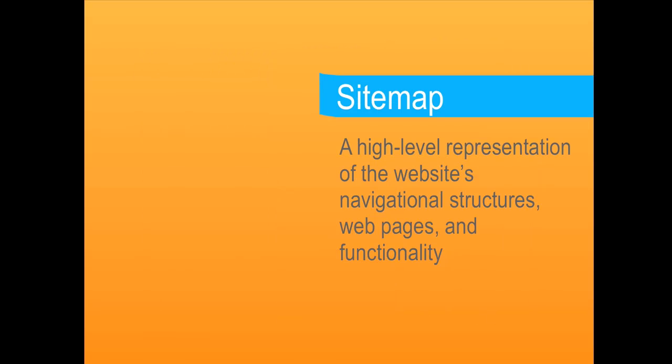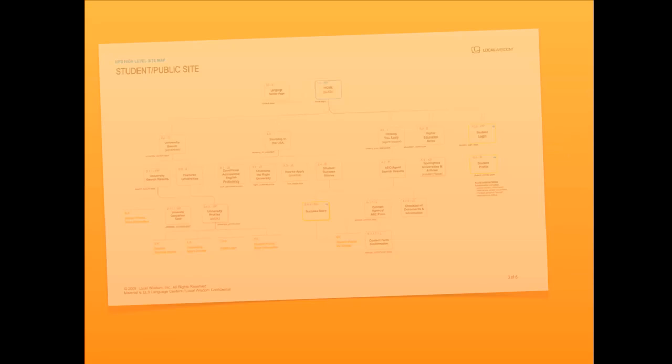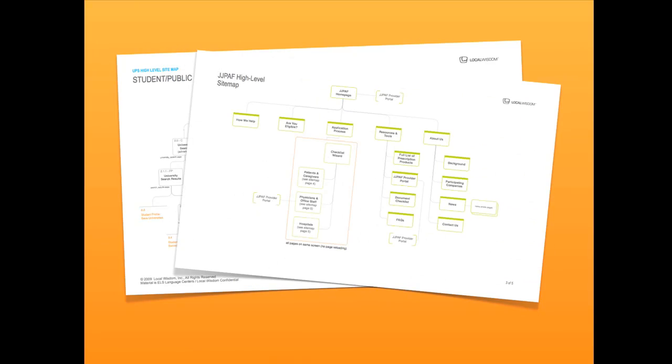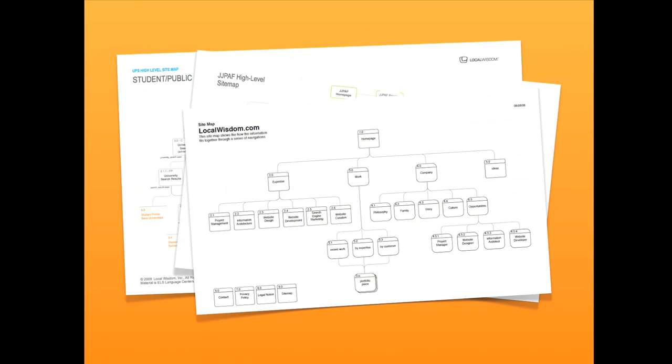The next area is sitemap. And basically this is a high-level representation of the navigational structures, web pages, and functionality of a website. So it's literally the map of your website laid out in boxes and arrows. And we've seen these before. They look like things like this, where you see a structure of pages and functionality and things like that. So this helps us to see the overall hierarchy of the different elements and sub pages and pages that have functionality, even pages that are future phase.